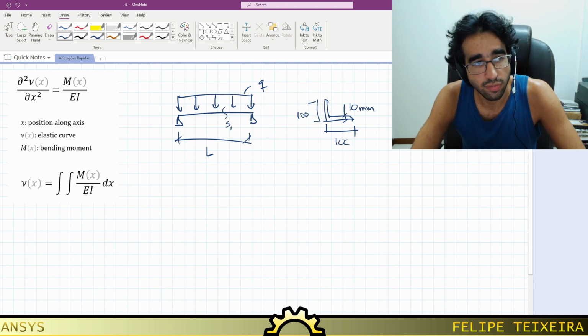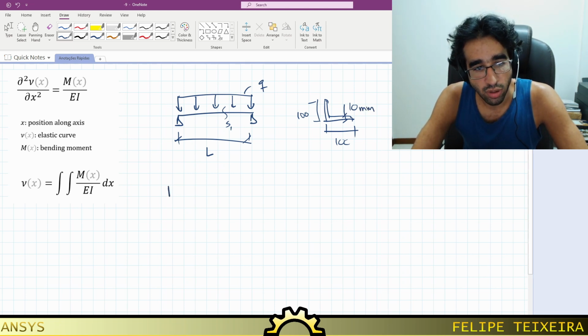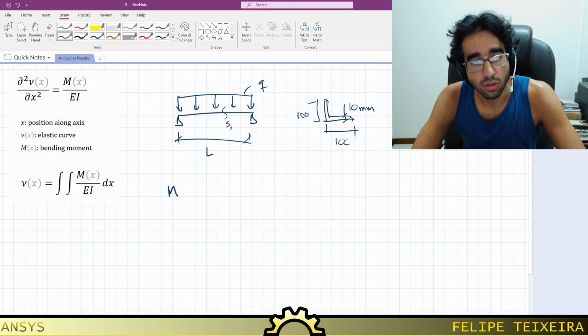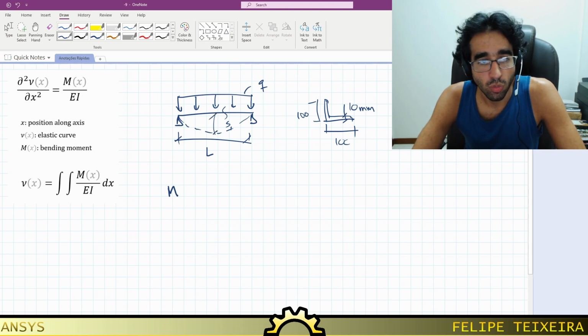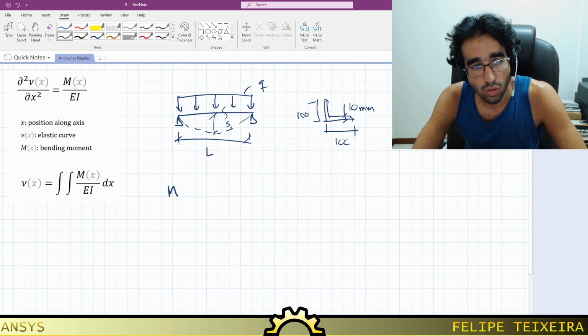Alright, so first of all, let's find the bending moment, M. So M is going to be a distribution here, right? For a simply supported beam with a uniform load, we know that the maximum value of M occurs in the middle of the span, right here. But we are not interested in the maximum value. We want the function M of x as it varies with the length. So what I'm going to do is this. I'm going to calculate first the reactions in the supports. Let's call them R1 and R2.